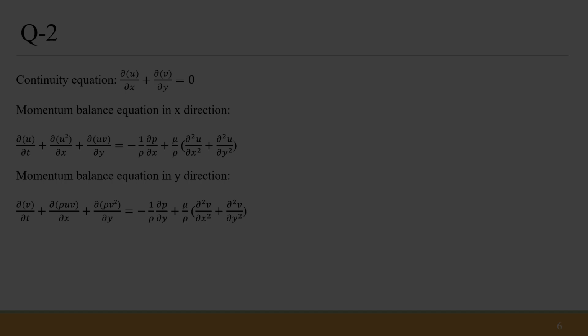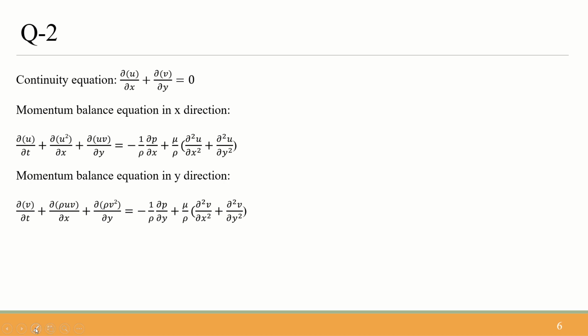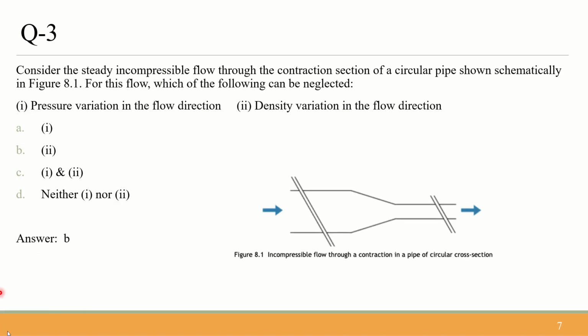So now let us move on to question 3. Consider the steady incompressible flow through the contraction section of a circular pipe shown schematically in figure 8.1. For this flow, which of the following can be neglected? So this is the figure. What is given? There is a steady incompressible flow through the contraction section of the circular pipe as shown in figure 8.1. So in this case, which of the following can be neglected?